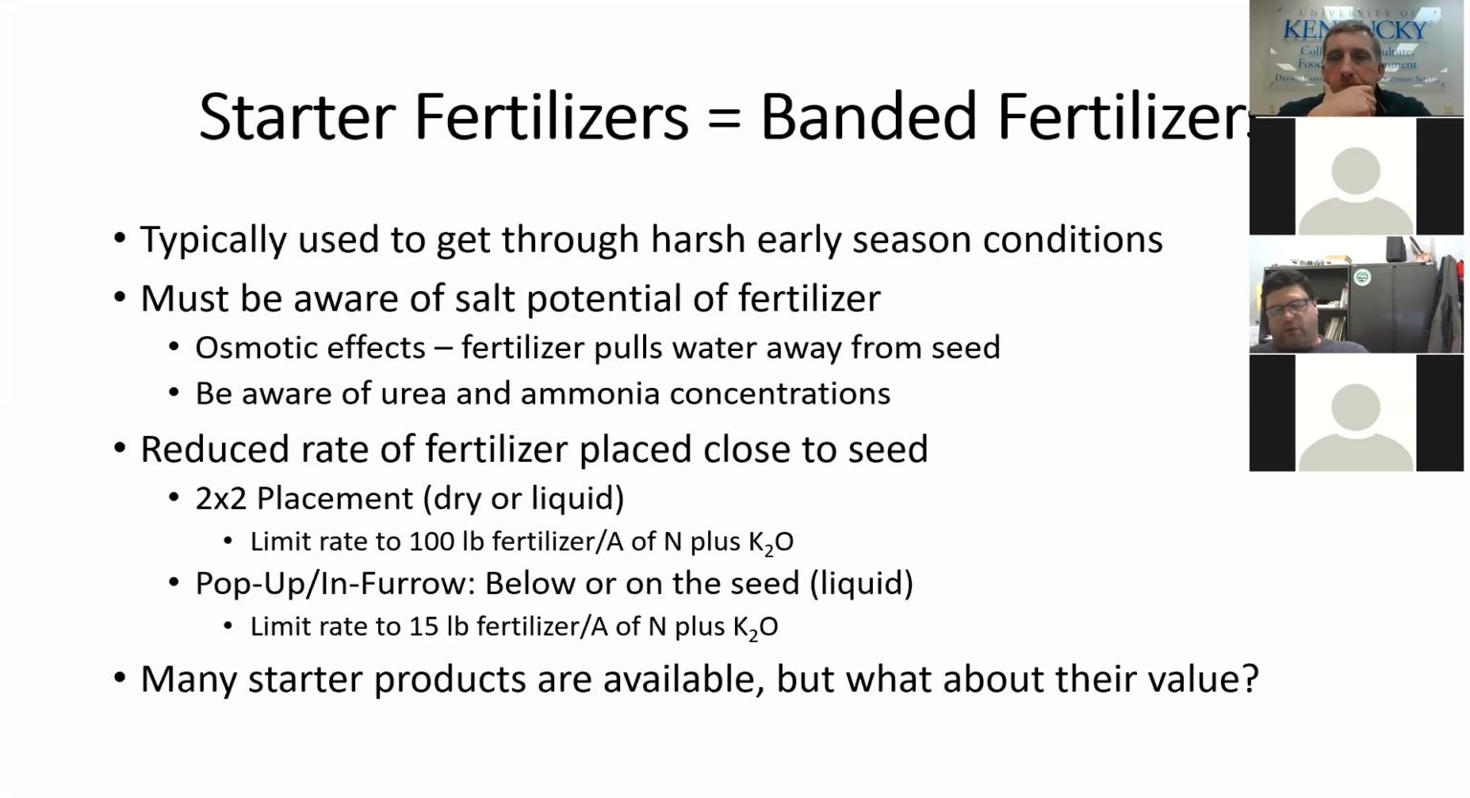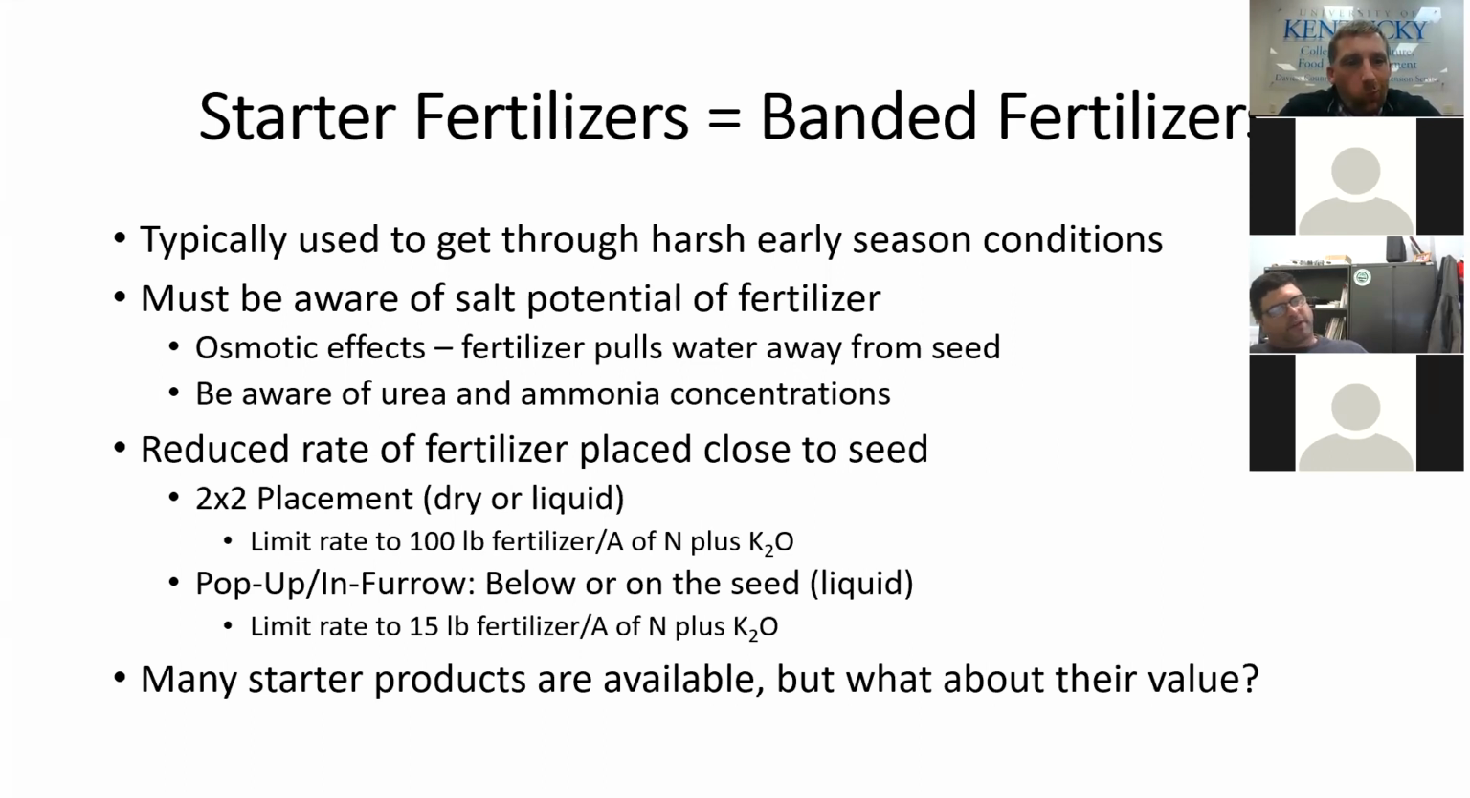The degradation of urea, one of the first steps, or the first step, goes to ammonia, NH3. And high concentrations of ammonia can also be detrimental to seed germination. So when we're doing a band, whether they're a 2x2 or a pop-up, we need to make sure we're not getting too far above that rate where we're causing these issues to be problematic for our plant. We want to benefit our plant growth and germination, not hurt it.